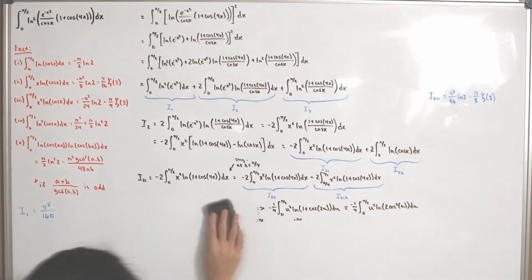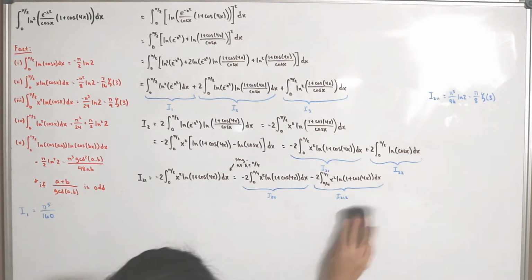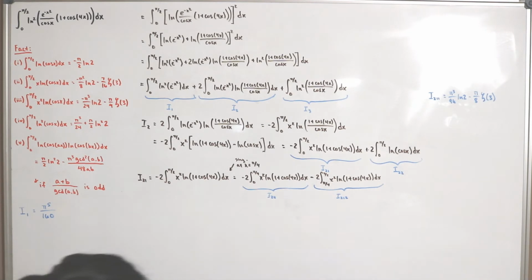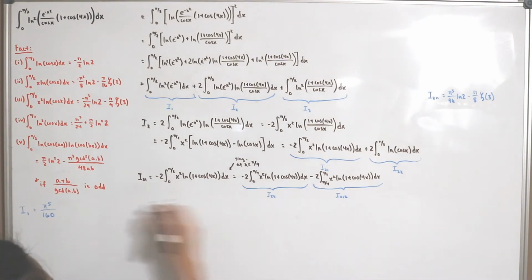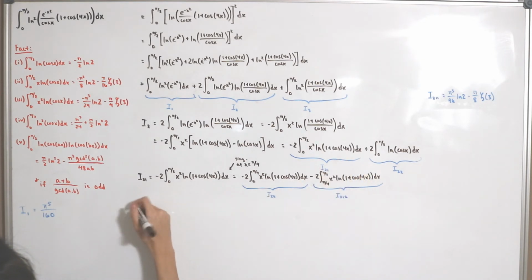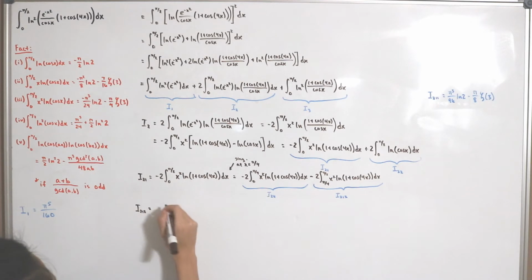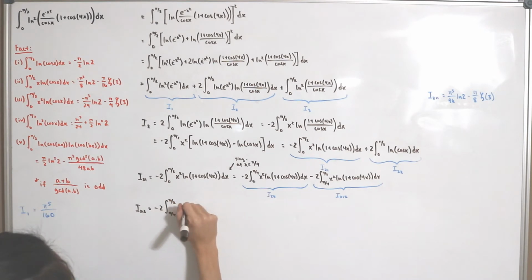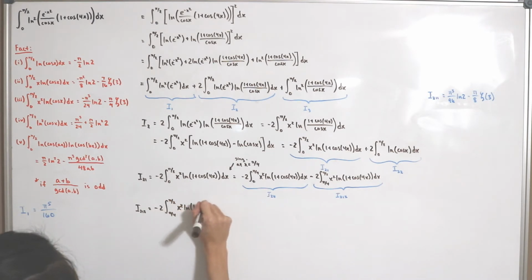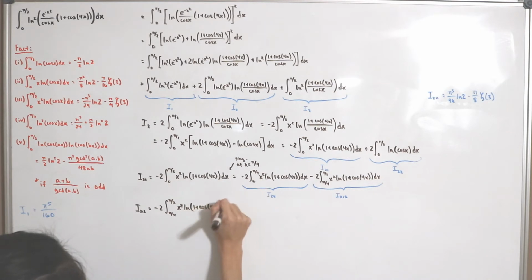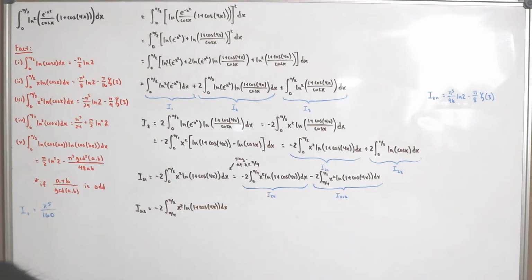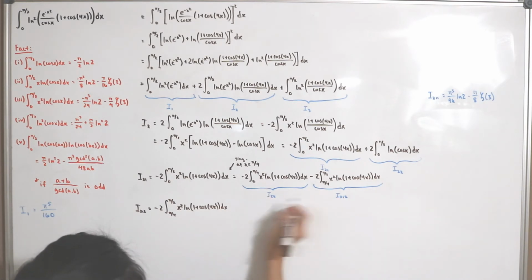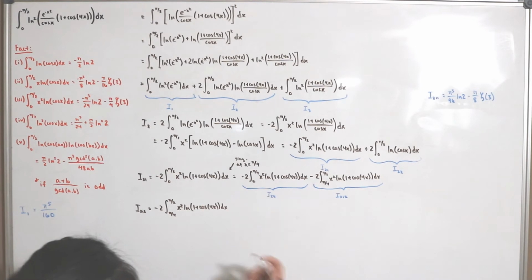So now we have to evaluate our integral I sub 2 1 2. Okay, so now let's calculate the 2 1 2 over here. So I sub 2 1 2 is equal to negative 2 multiplied by the integral from pi over 4 to pi over 2 of x squared times the natural log of 1 plus cosine of 4x dx. Okay, so just like before, we actually have to do u-substitution. It's the same thing as the previous integral, but we're dealing with different bounds.